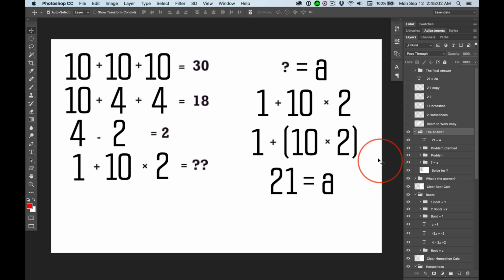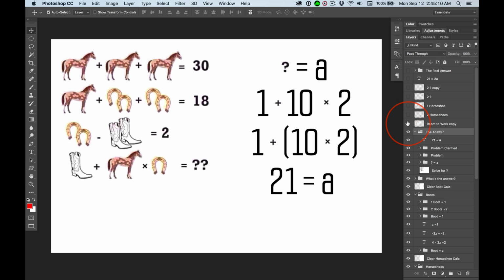And this is where everybody stops. But this is where my mind kind of exploded because I said, hey, wait a minute. Remember this? Remember that 2 horseshoes are different than 1 horseshoe? Remember that? So wouldn't 2 question marks be different than 1 question mark?